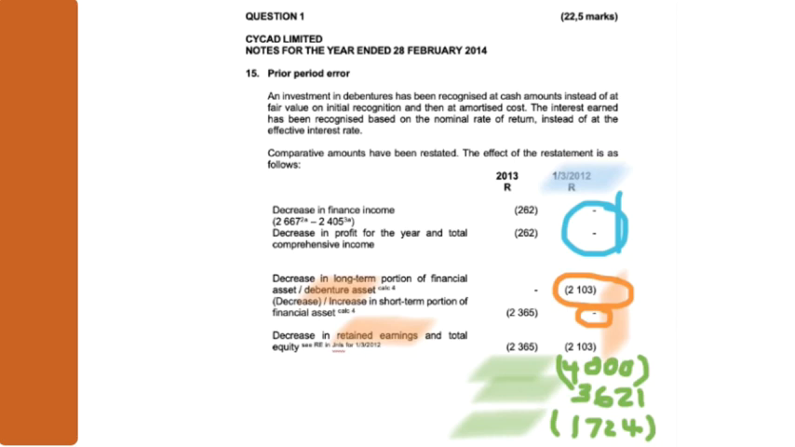Also, we should have recognized the fair value adjustment, which was an expense, which would have decreased profit for the year, decreased retained earnings closing balance, and therefore decreased the opening balance of retained earnings of your comparative year. The net effect is that your retained earnings opening balance is decreased net with 2,103 Rand.